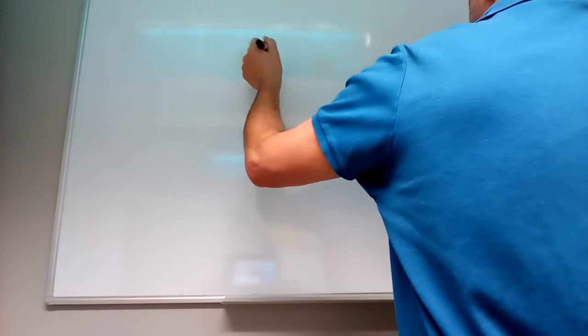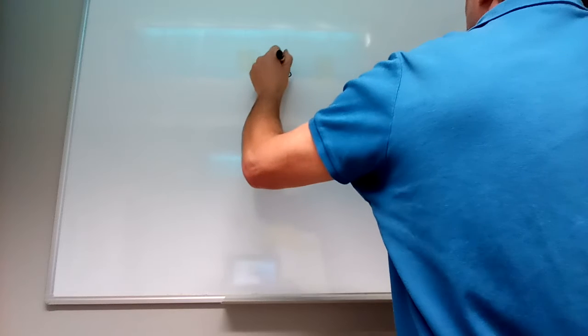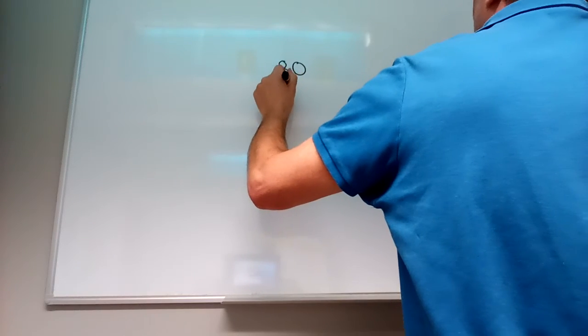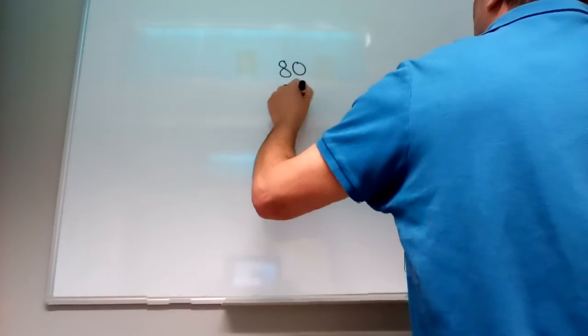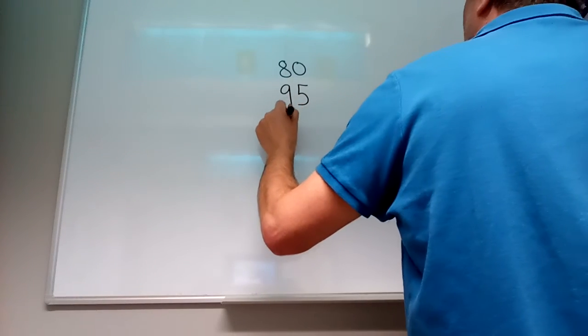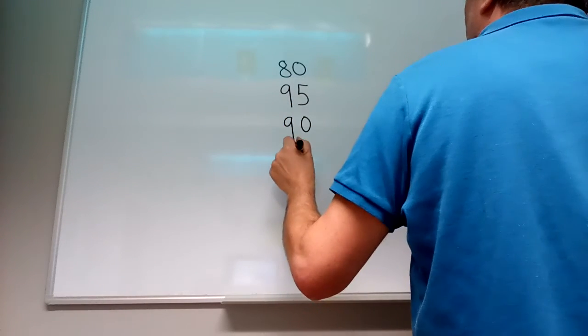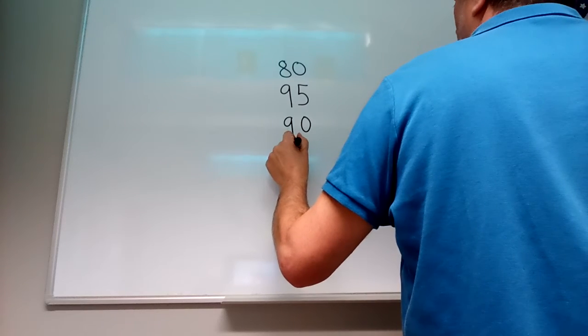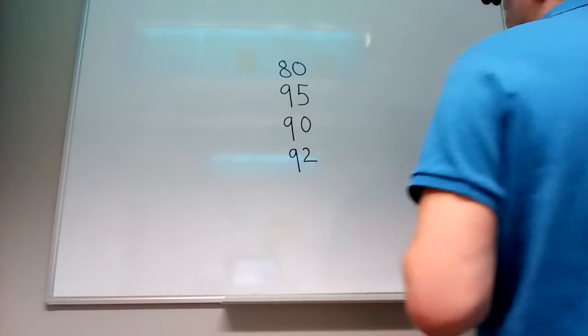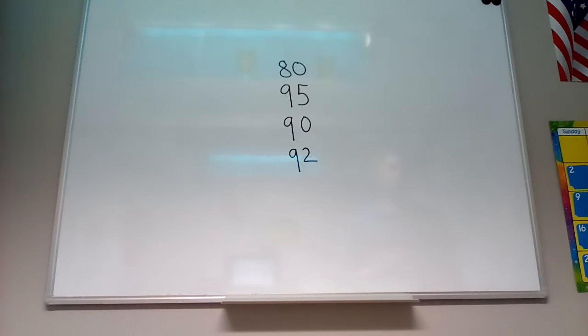and let's say the test grades were you made an 80 on the first test. Let's say you made a 95 on the second test, a 90 on the third test, and we'll say a 92 on the fourth test. So let's say that's your grades for your math class right now. Well, what is your average? If it was time for report cards, or if it was the end of the semester, it was time for your grade, what grade would you have in math?